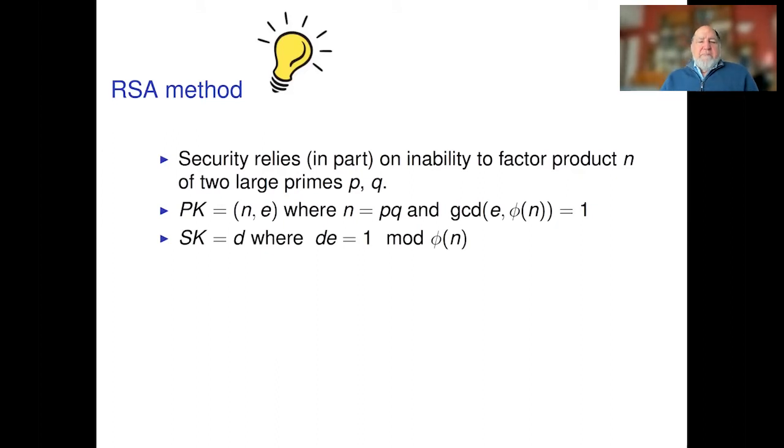And the secret key, so that's the public key. We publish n, we publish e. The secret key is another number d, which is the multiplicative inverse of e modulo phi of n. And using Euclid's algorithm or an extension of that, we can compute that easily. So d times e is congruent to 1 mod phi of n. And that's easy to compute, given e and given n, given phi of n.